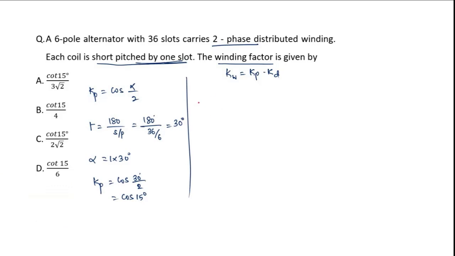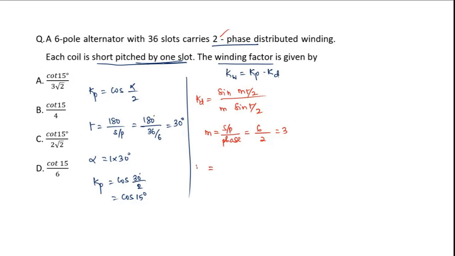And if you want to calculate the distribution factor, Kd, you have to calculate sine m gamma by 2 by m sine gamma by 2. So here you need to calculate slots per pole per phase, that is phase belt. We got slots per pole as 36 by 6, that is 6, and the number of phases is 2, so you'll get it as 3. And gamma we have already calculated, that is 30.